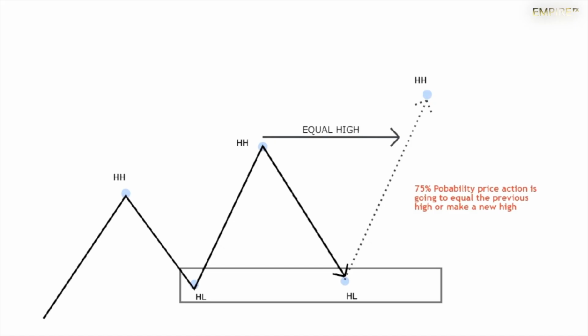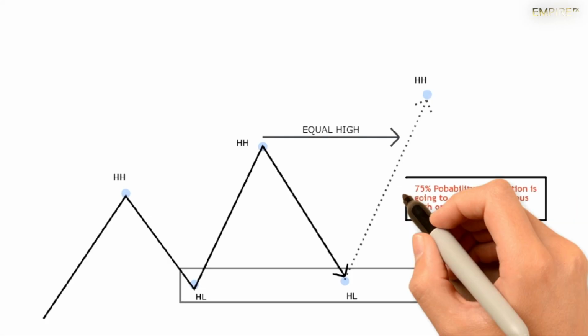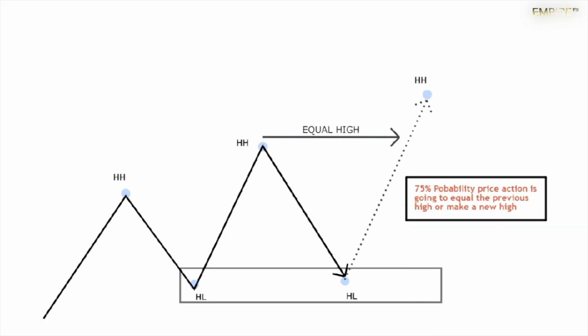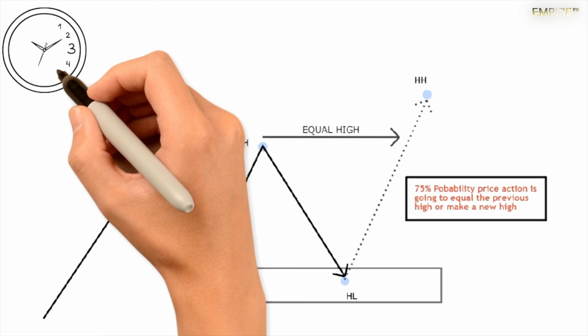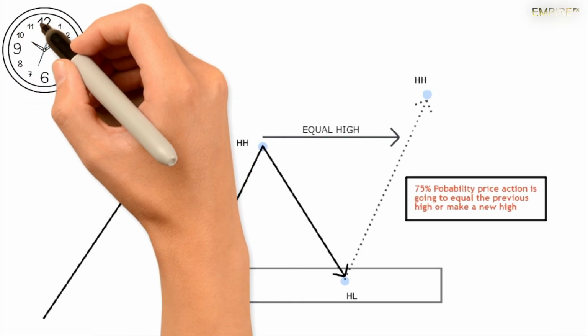If price action makes a higher high and then a higher low, we have a 75% probability price action is going to equal that high or create a new high. We see this as an opportunity and a high probability. This will happen vice versa for the downside too. This can happen on any time frame.